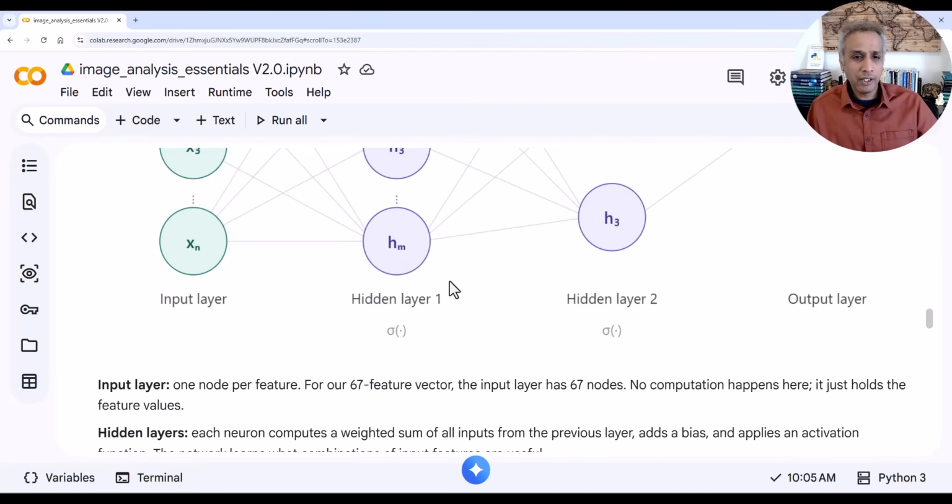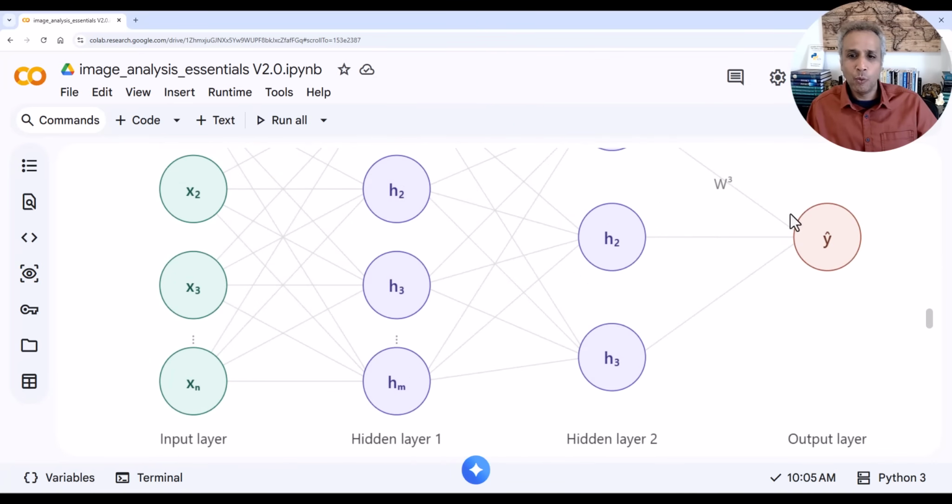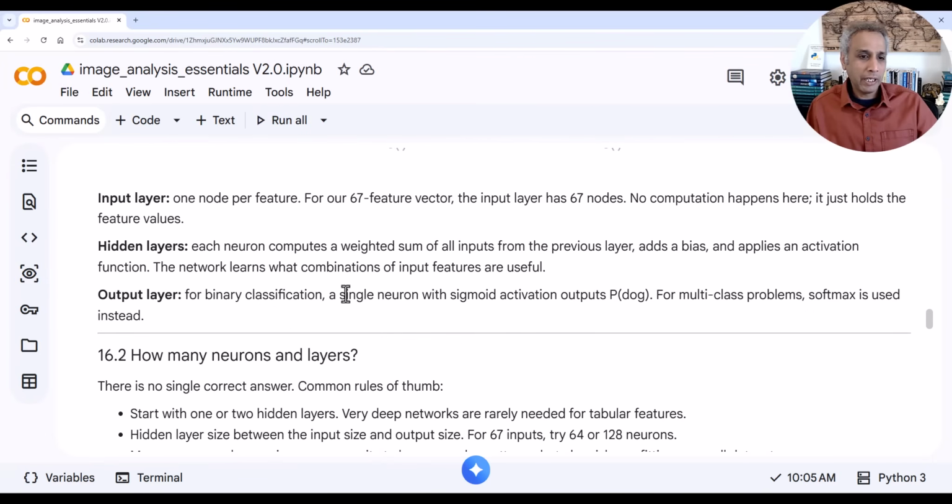So these are hidden layers, and you can have multiple hidden layers and one output layer. For binary classification, a single neuron with a sigmoid activation outputs whatever that probability is. If you know that the probability of the image being a dog is 0.9, that by default means the probability of it being a cat is 0.1. That's what I meant to say, okay?